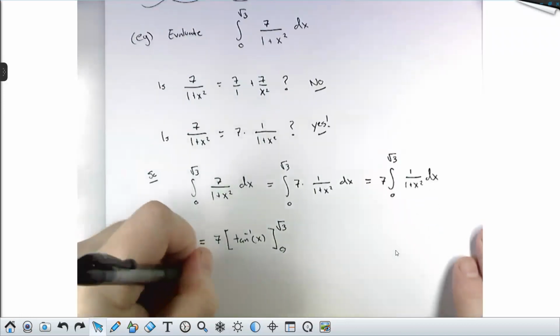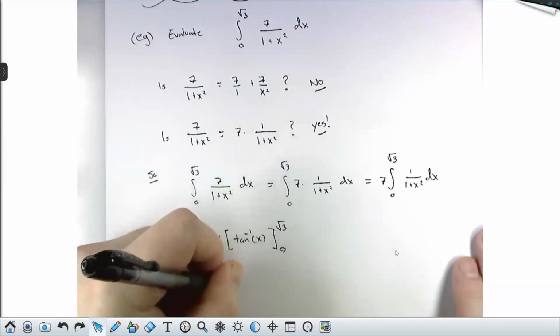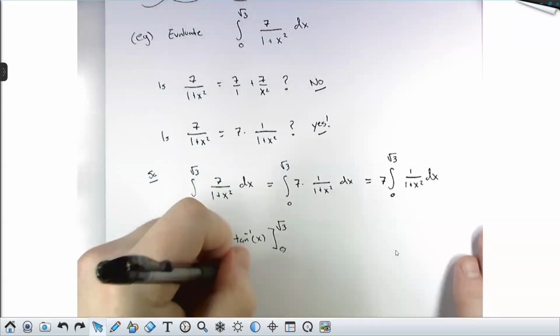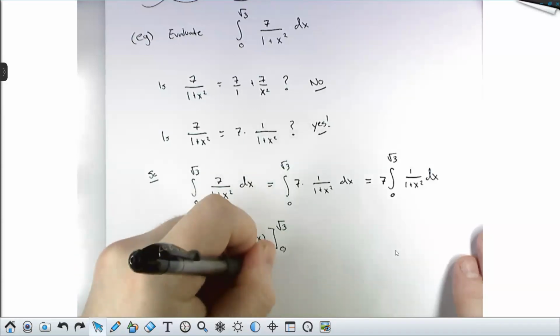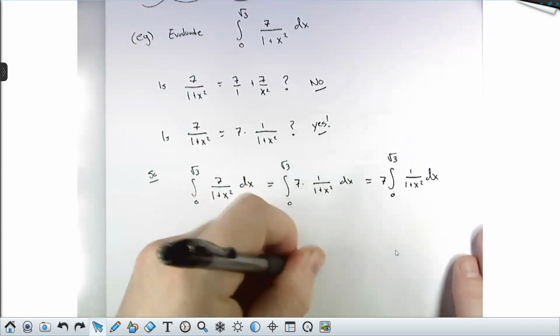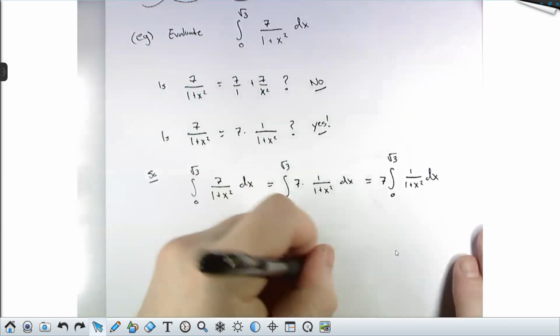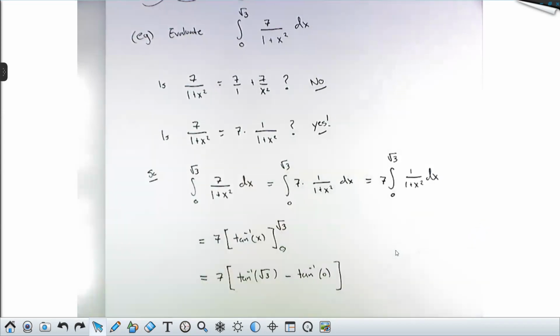Okay, I need to evaluate this, and this is something I saw on the makeup for exam 2, if you took that. We need to learn a little bit about how to evaluate the inverse tangent function. So this would be the inverse tangent of √3 minus the inverse tangent of 0. What is the inverse tangent of √3 and why?